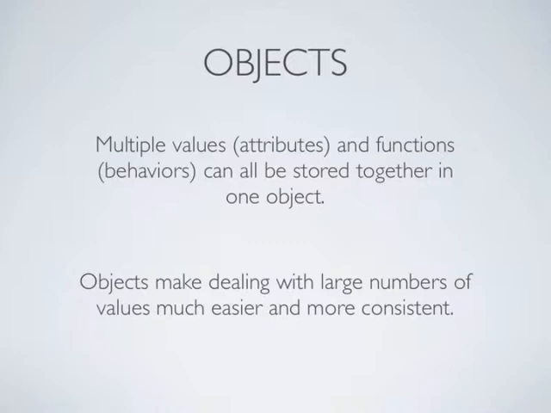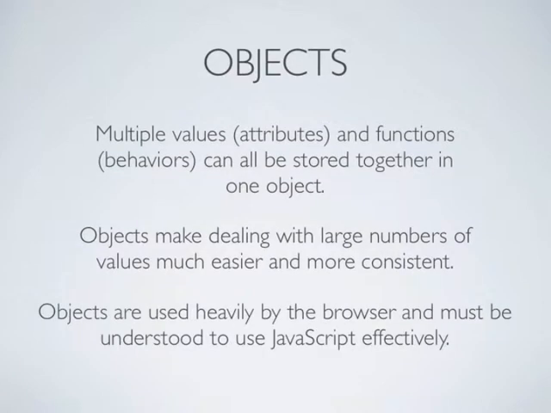The real advantage of objects in any kind of programming, JavaScript being no exception, is that objects make dealing with large numbers of variables, large numbers of values, a much more manageable proposition than it would be otherwise. Objects are also extremely important in JavaScript because they are used heavily by the browser. Pretty much everything on a web page, everything that eventually we're going to want JavaScript to be able to interact with, is going to be represented in JavaScript as objects. So objects are something that you really have to understand and be able to work with to really be able to use JavaScript to any great effect.